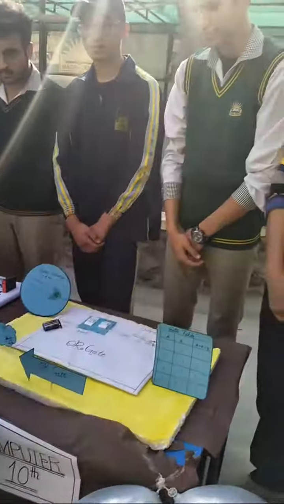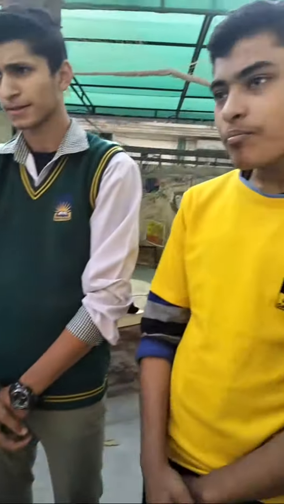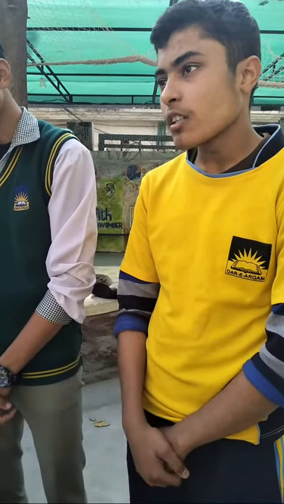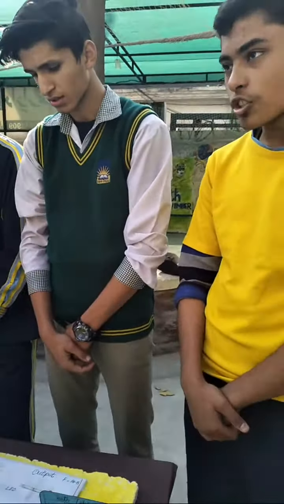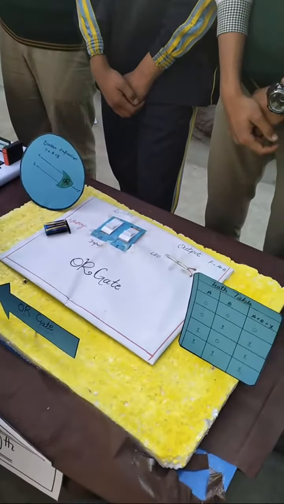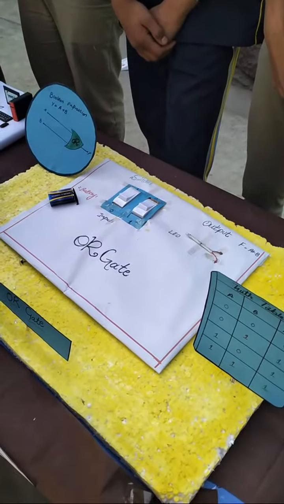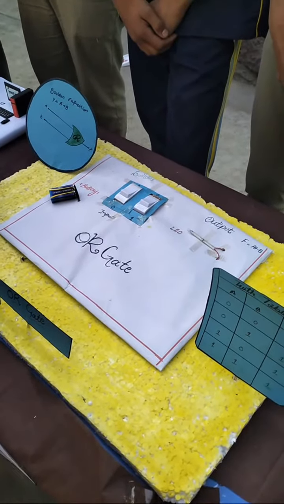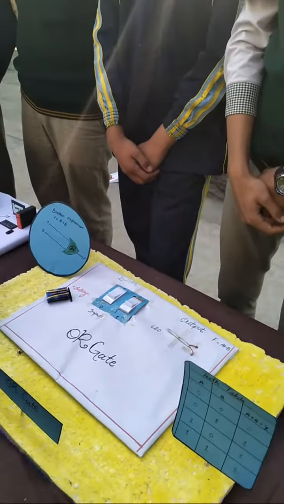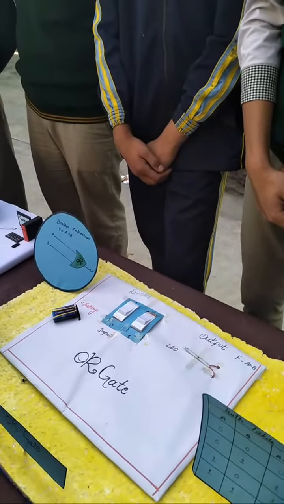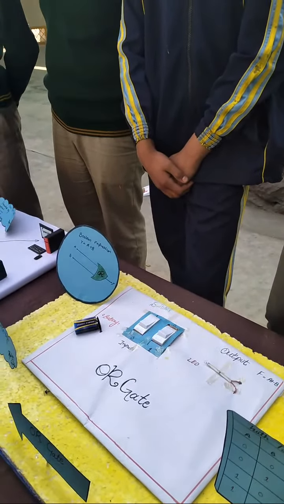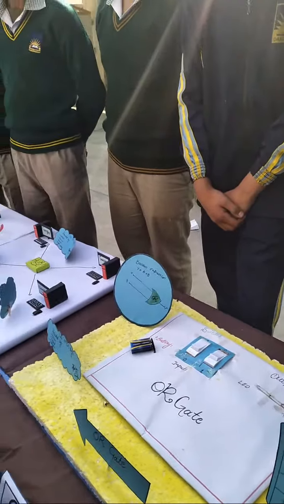OR gate. It is a type of logical gate, and the main topic is basically OR gate, but the previous topics are logical gates. In this OR gate, we will tell about its functioning. It uses two inputs, high and low. When one input is high and the other input is low, the output will also be high. And when both the inputs are low, the output will also be low. Okay. Its functioning will tell you.